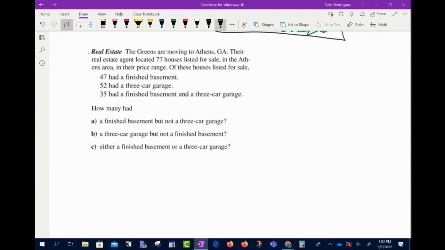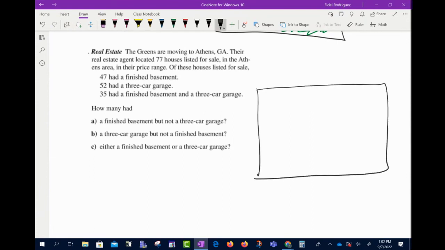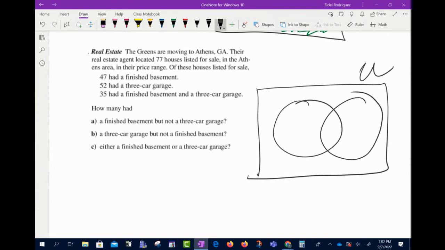Okay, so y'all, the way I'm going to do this problem, we are going to draw a Venn diagram. We're going to draw a rectangle, okay? This is going to be our universal set. And we're going to have two circles here, okay? One of them is going to be for a basement, and one of them is going to be for a garage, okay? So I'm using the letters B and G for basement and garage.